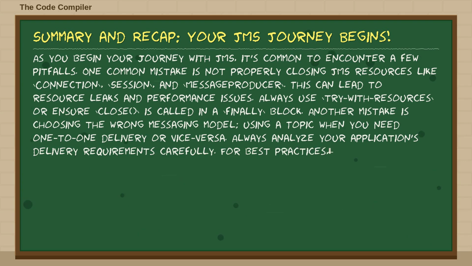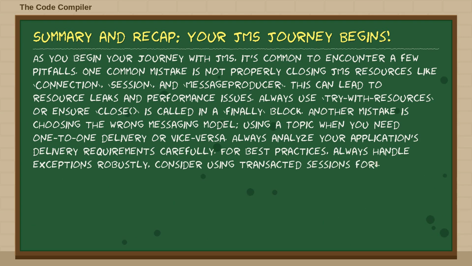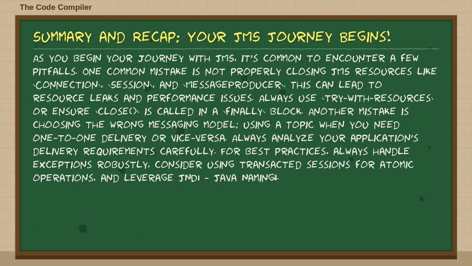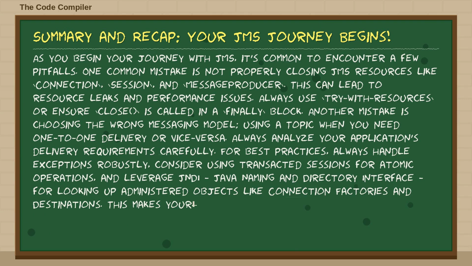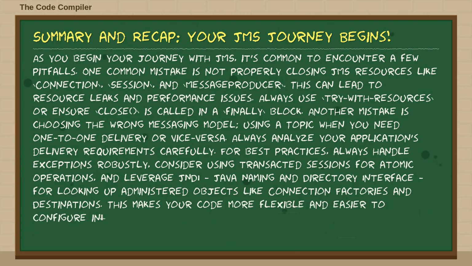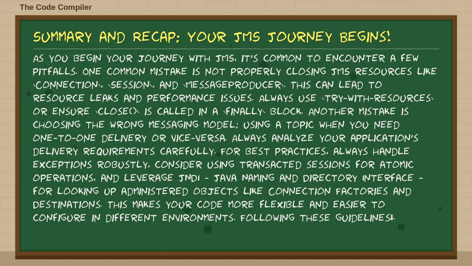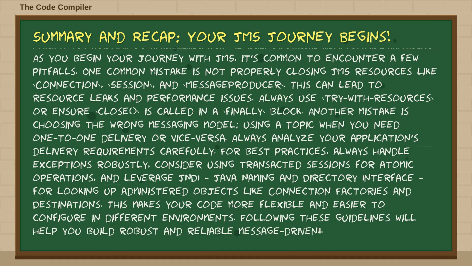For best practices, always handle exceptions robustly, consider using transacted sessions for atomic operations, and leverage JNDI, the Java Naming and Directory Interface, for looking up administered objects like connection factories and destinations. This makes your code more flexible and easier to configure in different environments. Following these guidelines will help you build robust and reliable message-driven applications.